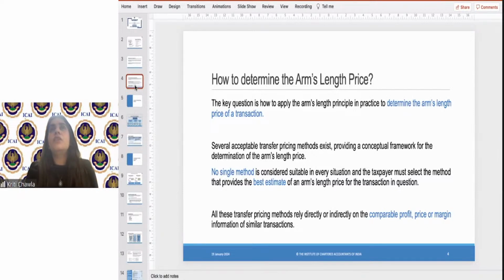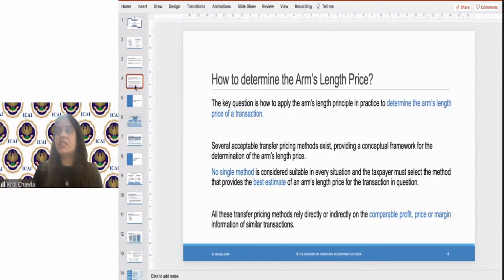Well, you have to choose a method, they say, which is dependent on the facts and circumstances of each situation. And going forward, I'll tell you how to choose these particular methods also. But what I'm really trying to tell you is that it's never going to happen that one single method will be considered suitable in all situations. That's not going to happen. You have to select a method which is dependent on the facts and circumstances of that particular transaction in question.